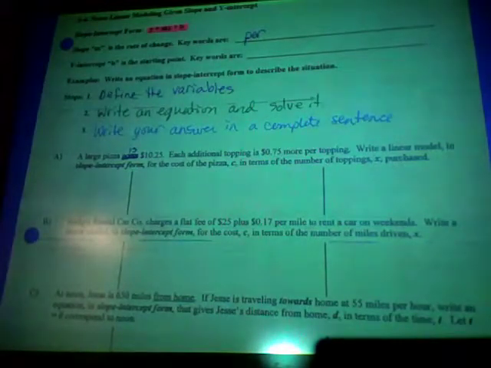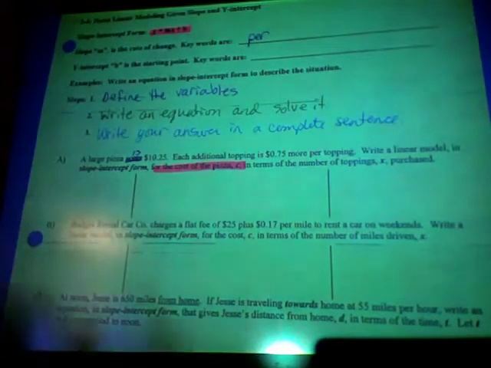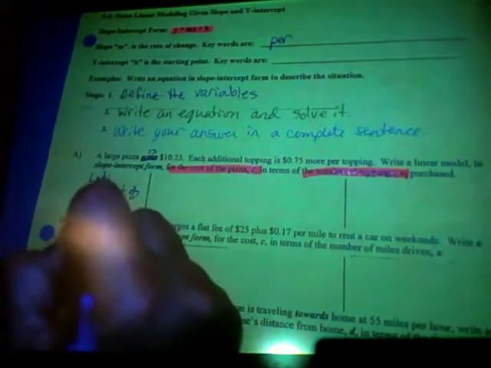So the question is, write a linear model, that just means an equation that's in the form of a line. Write a linear model in slope-intercept form, isn't that y equals mx plus b? For the cost of the pizza C, aren't they telling you what variables to use? Cost of the pizza C, so I am going to let C equal the cost of the pizza in terms of the number of toppings X purchased. So the number of toppings is X.